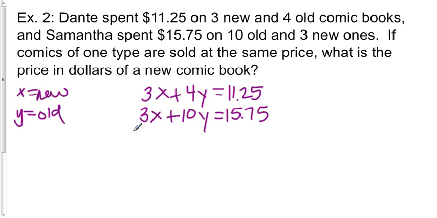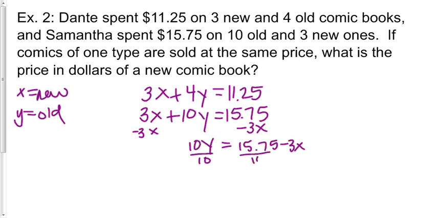Okay, so taking this second equation, I'm going to try to get y by itself. I'm going to subtract 3x from both sides. So now we have 10y equals 15.75 minus 3x. Then I'm going to divide everything by 10. And now I have y by itself. y is equal to 1.575 minus 0.3x.